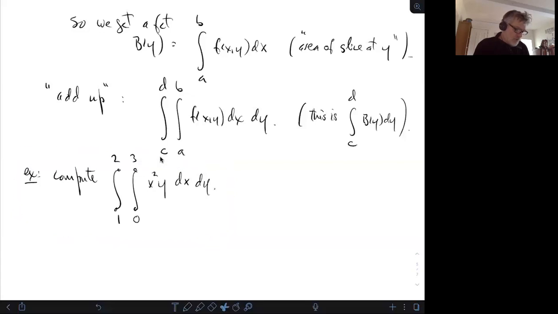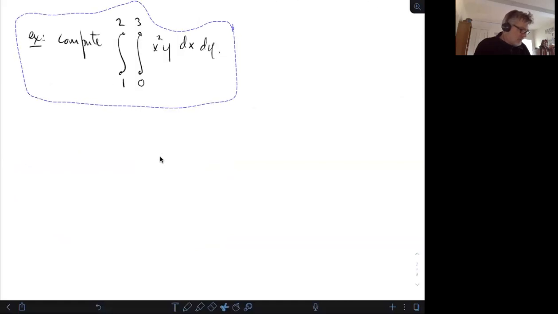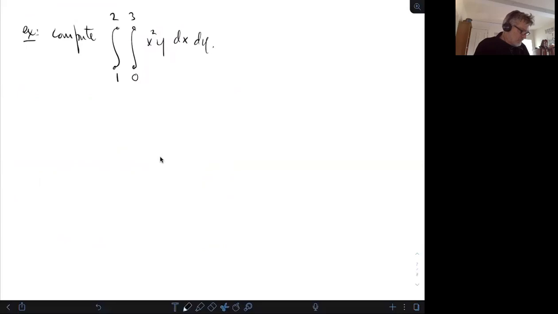Okay, so I'm just going to copy this, move on here. So let's look at the inside part.